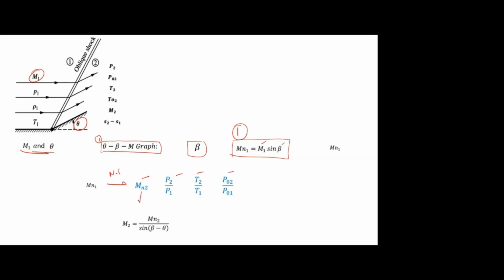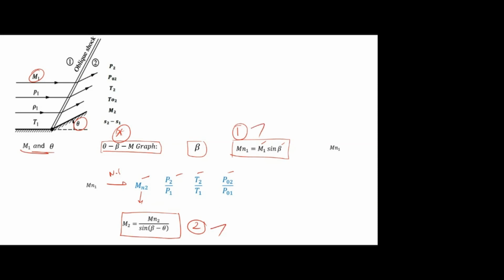And once you know Mn2, again this formula you should memorize: M2 is equal to Mn2 divided by sin(beta minus theta). From that you can find M2. This is the procedure. Is it clear? Yes, sir. So three things are important. One is how to use the graph. Then you should memorize these two formulas.